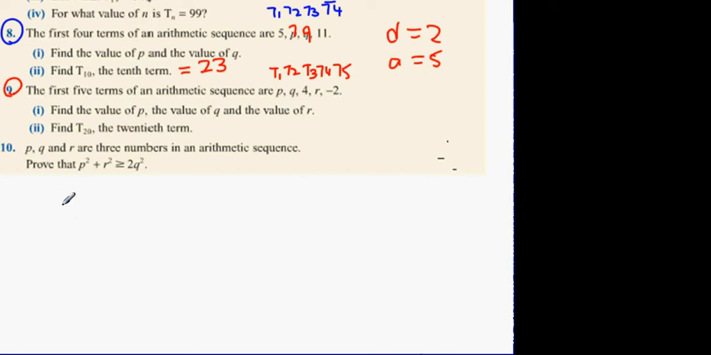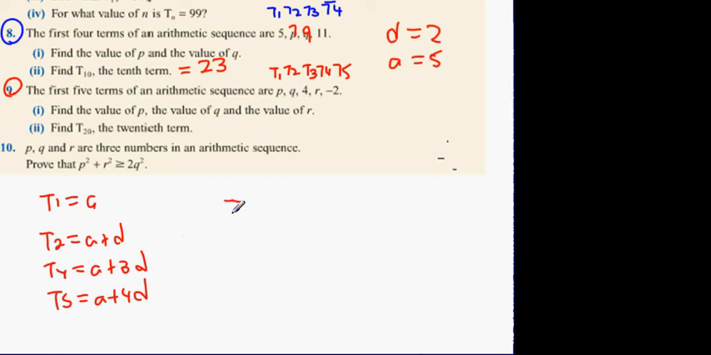Now what I might be able to do here is relate the information T3 and T5. So what I could do is this. I could say that if T1 is A, T2 is A plus D, T4 therefore is A plus 3D, and T5 is therefore A plus 4D. Now if I got T5 minus T3, so that's going to be A plus 4D minus T3, which is A plus 2D.